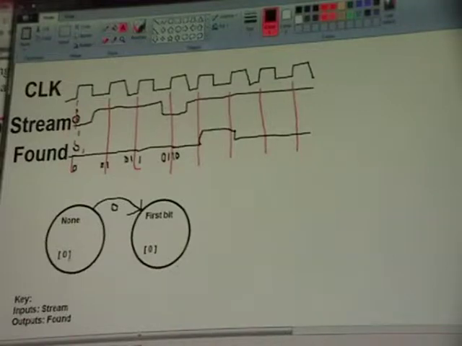See, oh, here's the output. Oh, what's that? What is that output? Let me go to the key. Oh, outputs. There's just one, and it's called found. And same with the inputs.